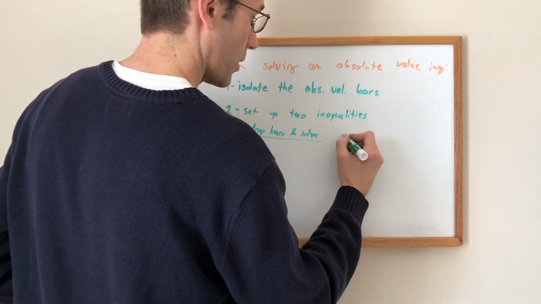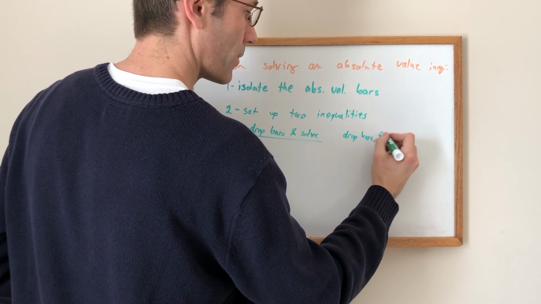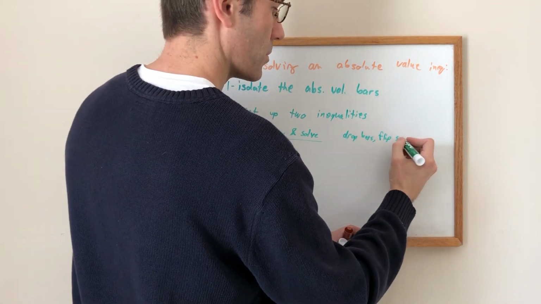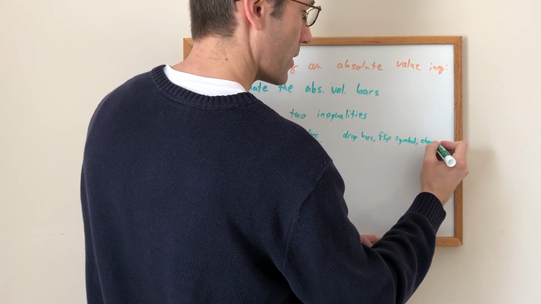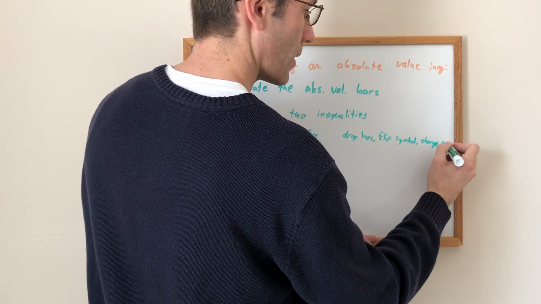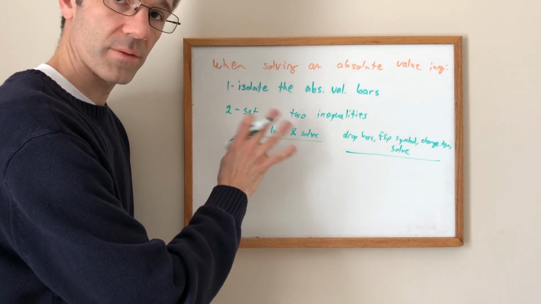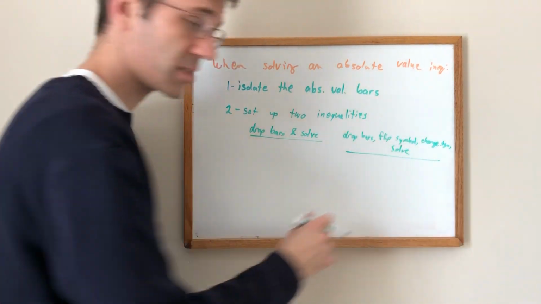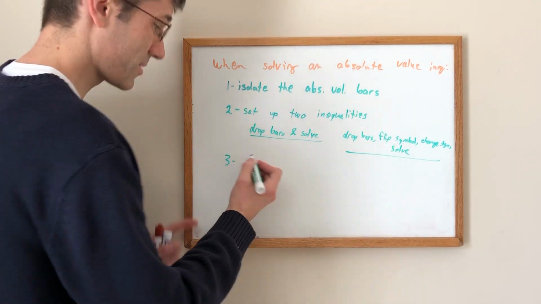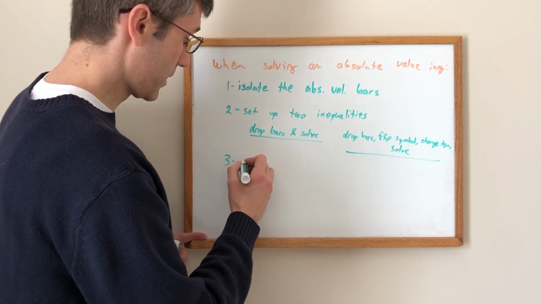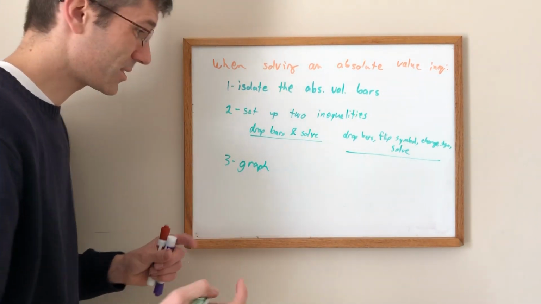Here's the second way. Drop bars, flip the symbol, change sign, and solve. Okay, drop the bars and solve. It's good to go. Drop the bars, flip the symbol, change the sign, and solve. Two different things. And then step three is graph, basically.